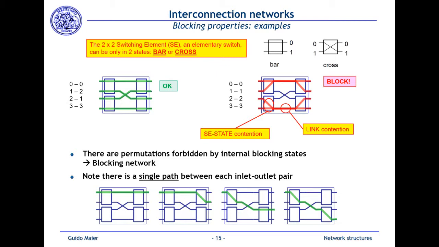Question. Now that we have discovered that it is non-blocking, let's see in which way it is non-blocking. So if it is strictly non-blocking or rearrangeable non-blocking. And for example, we can consider a transition from this permutation to another permutation, let's say 0, 0, 1, 2, 2, 1, and 3, 3.